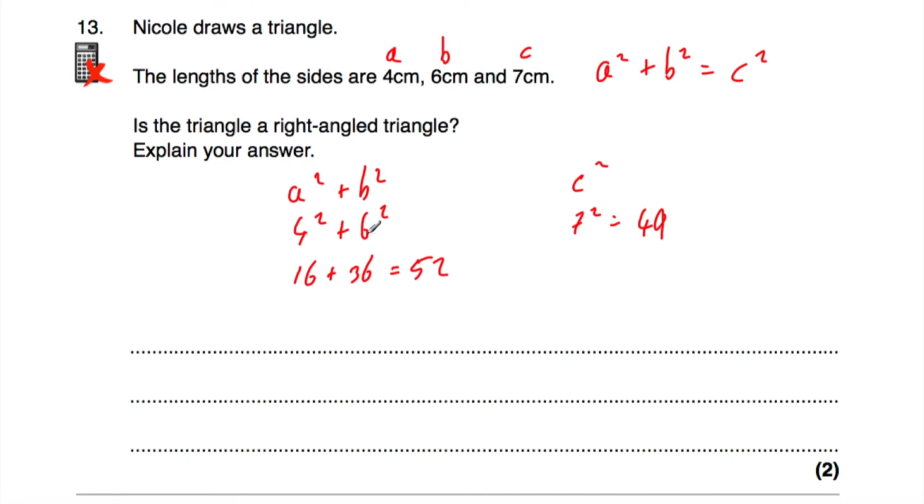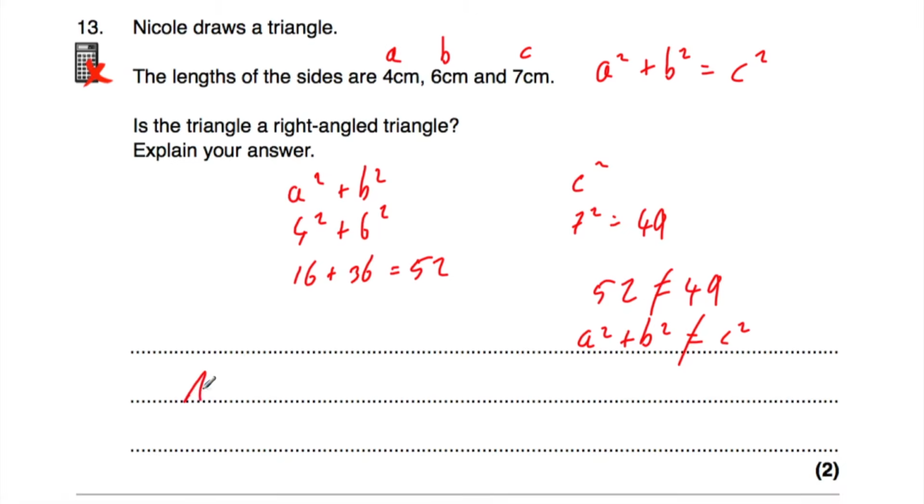So that means that a squared plus b squared is 52, and c squared is equal to 49. So they're not equal to each other. 52 is not equal to 49. So that means that a squared plus b squared is not equal to c squared. So that means Pythagoras' theorem doesn't work. So that means the triangle is not a right angle triangle.